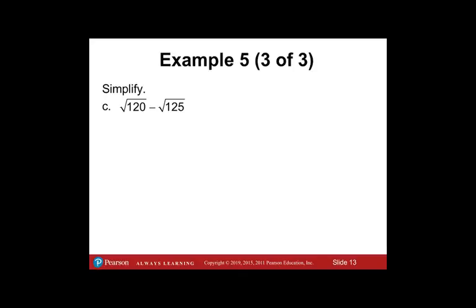So let's break these down. Off the bat, I see that 120 is 12 times 10. 12 is 4 times 3, so let's do 2 times 2 times 3. 10 is 2 times 5. Okay, that's the first one. 125 is what, 5 times 25? So that's going to be 5 times 5 times 5, right? If we look for groups of 2, here is the only group of 2 there, and here's a group of 2 here. 12 was 4 times 3. 10 was 2 times 5.